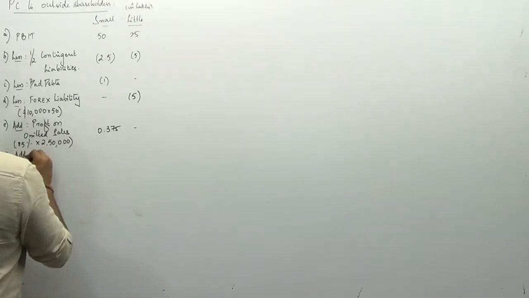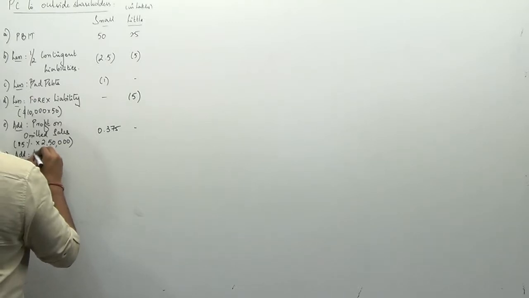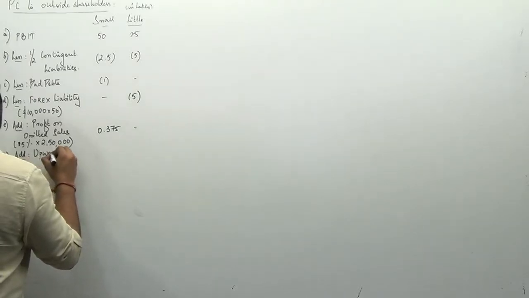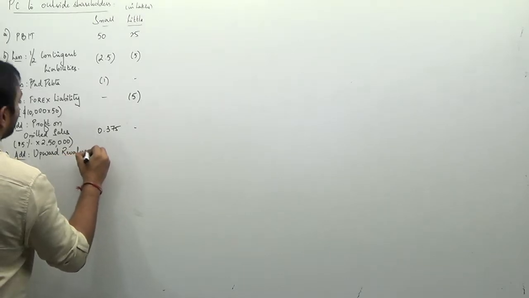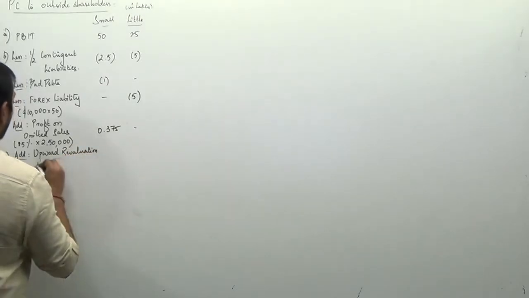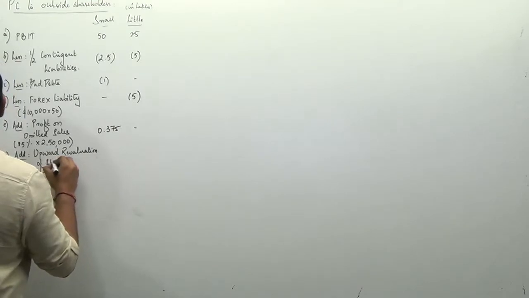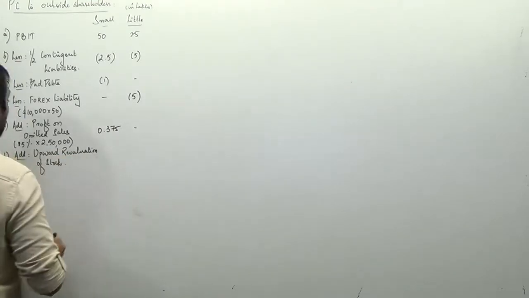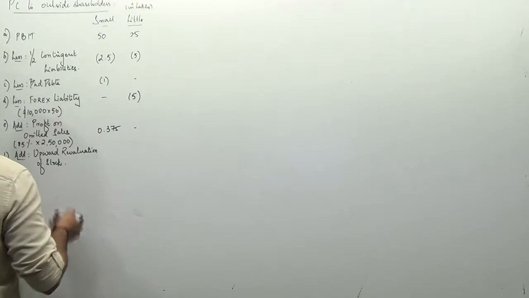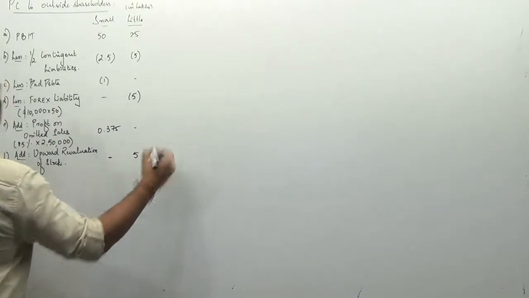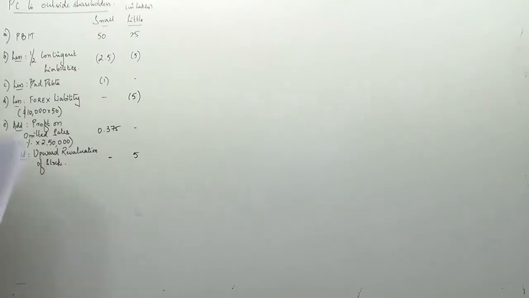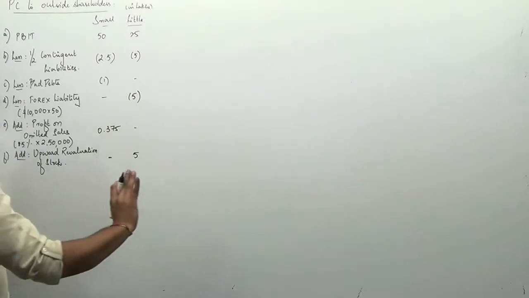Last one, add upward revaluation of stock. Stock stands undervalued by 10%, so 90% is 45, 100% is 50, so increase is 5. Closing stock increases, profit also increases. I think that's it for the corrected profits, guys.